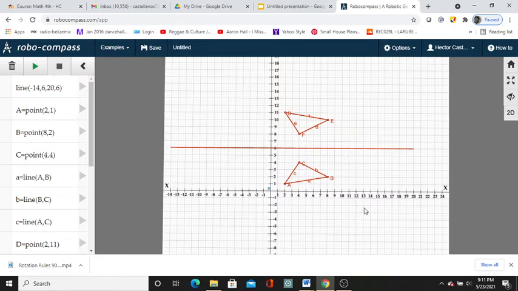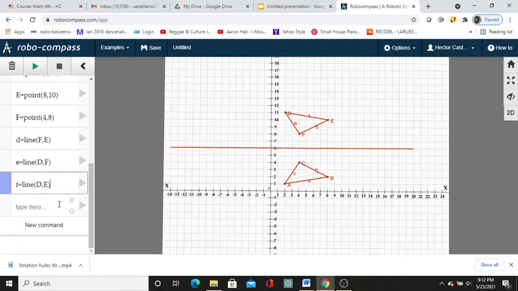Now what about if we were to reflect this under x equals a value? So let's put it at x equals 11 if we can. So I'm going to take that now to be a line, and that line is going to be from 11 and negative 8 to 11 and 18.